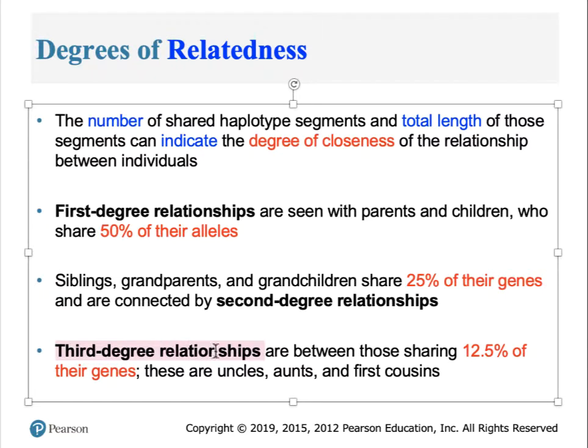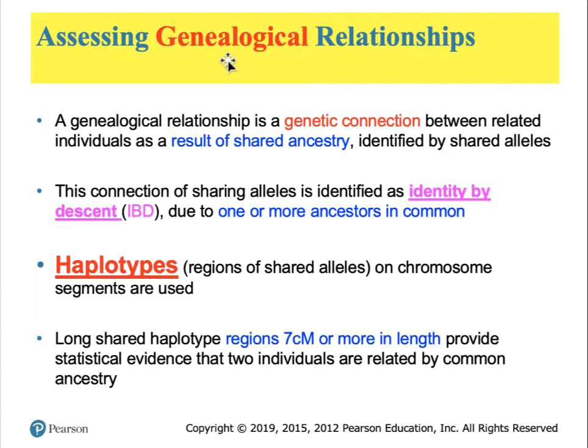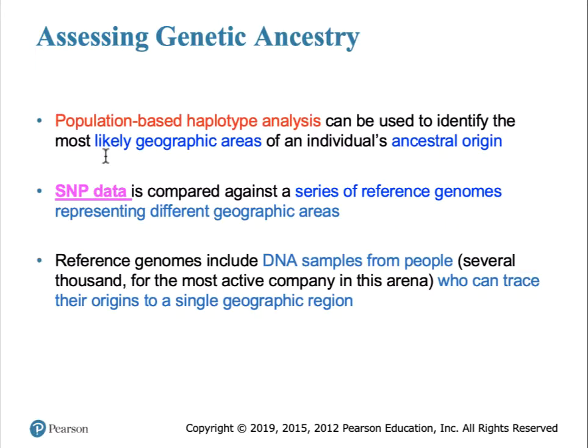Third-degree relationships will share 12.5% of their genes. That will be uncles, aunts, and first cousins. Ancestry is not the same thing as what we just discussed with genealogy. Ancestry is basically looking at the origin of one's ancestors in a geographical setting.